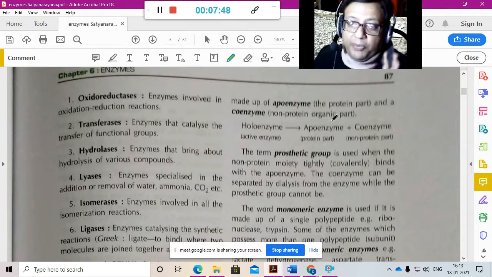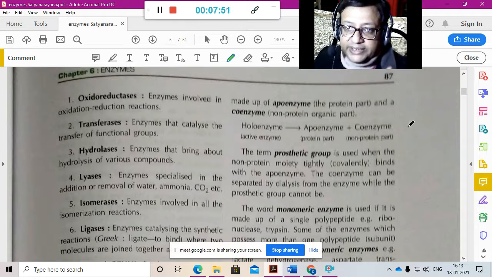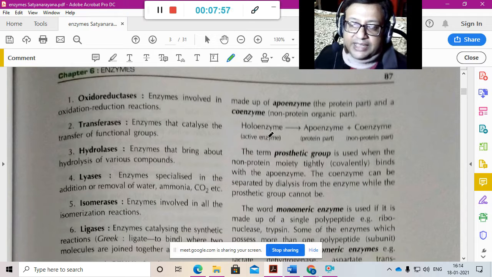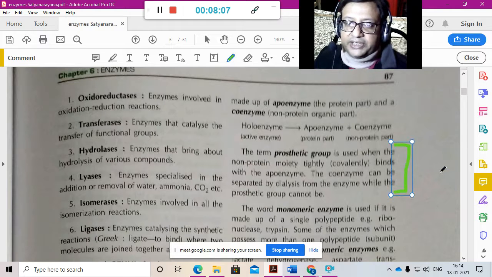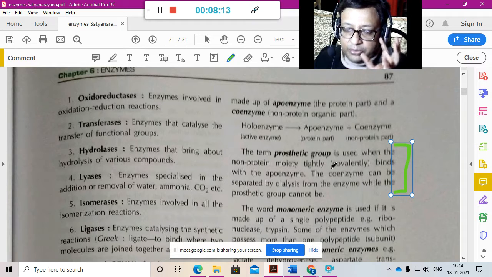So the non-protein organic part is the coenzyme and the functional protein part is the apoenzyme. So holoenzyme, the active whole enzyme, is made up of apoenzyme, the protein part, and the coenzyme, the non-protein part. Then another term is used, the prosthetic group. Prosthetic group is used when the non-protein moiety binds covalently and tightly with the apoenzyme.